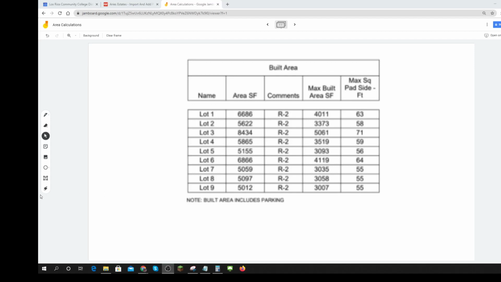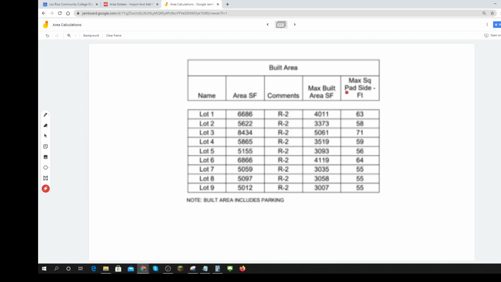So let's take our next calculation, which is if I were to make a square building pad. Now, that's really not usually going to happen, okay? But it gives me a rough idea about the size of the building pad and how big it might be. I could figure out from my max built area if the whole thing was made into a square building pad.